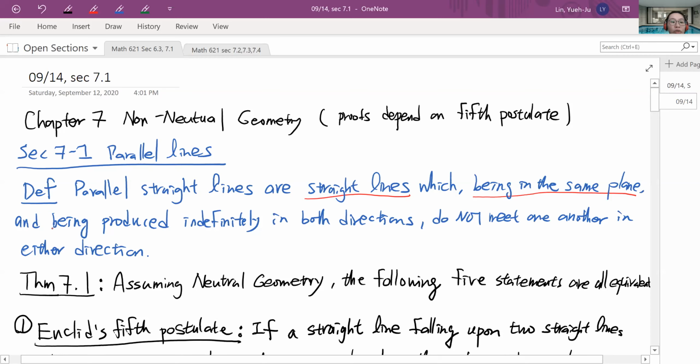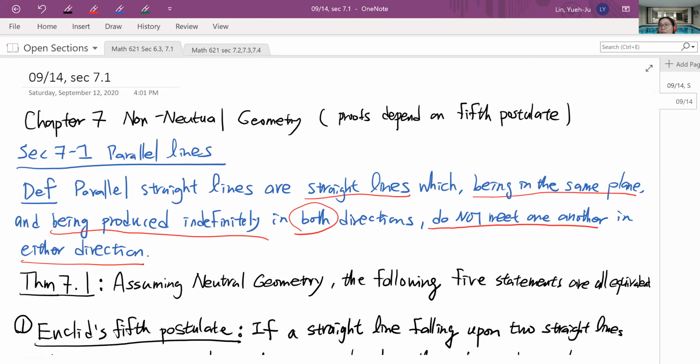And if you produce or extend the lines indefinitely in both directions, then if they're parallel, the definition is that they do not meet each other in either direction. Sometimes if you want to prove or claim that two lines are parallel, you cannot just say that they don't meet on one side. You should tell me they don't meet on either side, both sides, right?